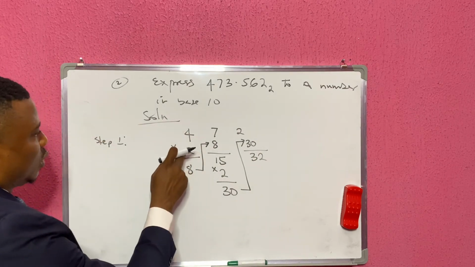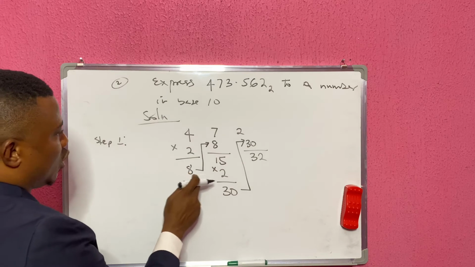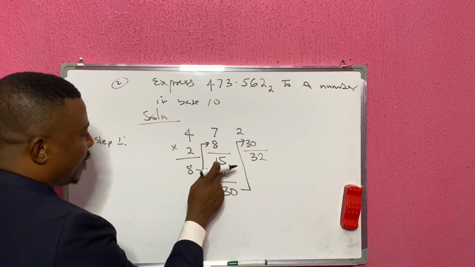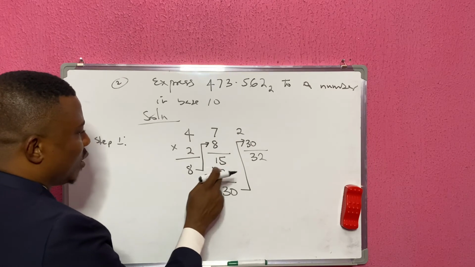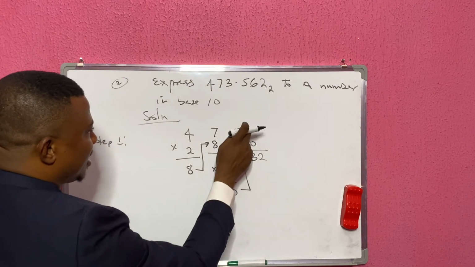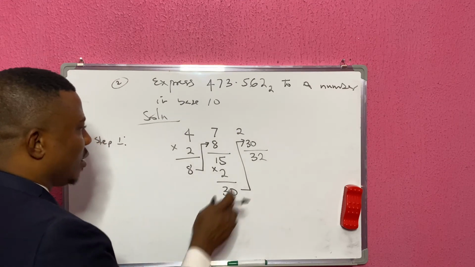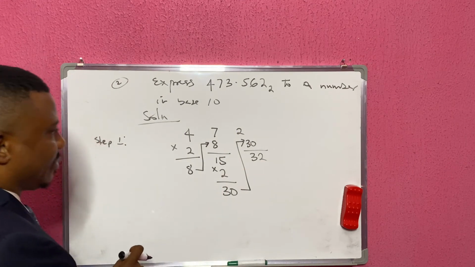Again, 2 times this is 8. You move 8 to this place, add up this, you have 15. 15 times 2 is 30. Move it to this place, you have 30. You have 32. That is the end.